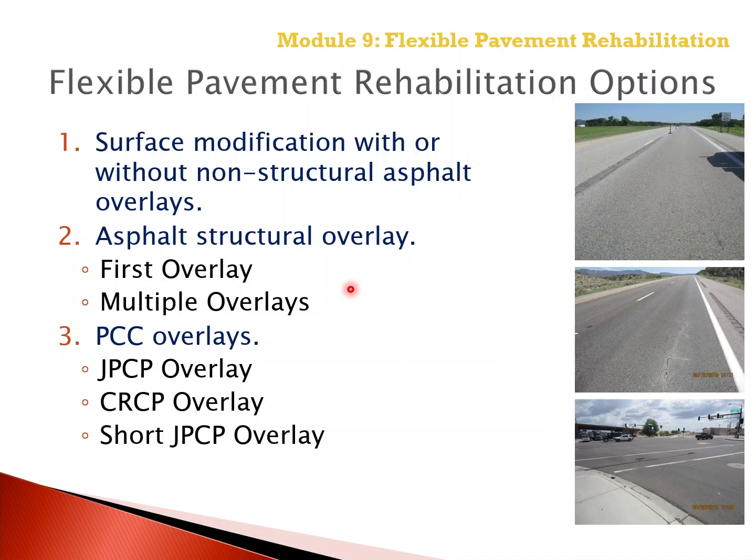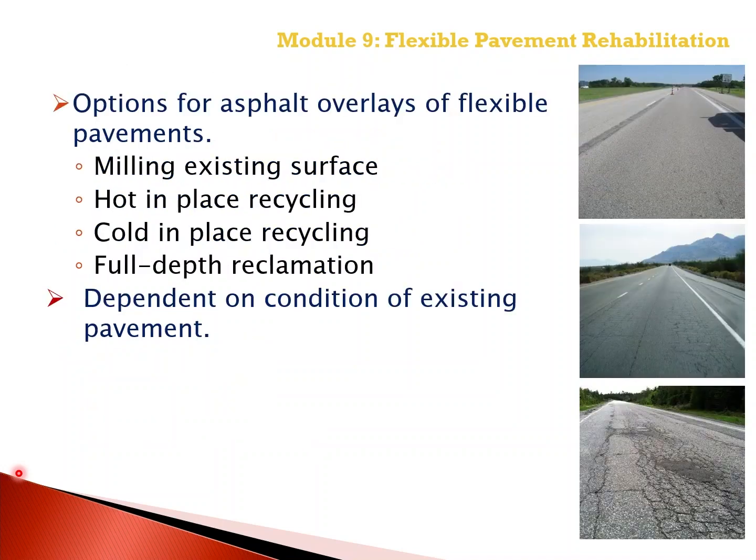The third category or group of rehabilitation design strategy is for concrete overlays. These would include jointed plain concrete pavement overlay of a flexible pavement, continuously reinforced concrete pavement overlay of the flexible pavement, and what's termed a short jointed plain concrete pavement overlay of flexible pavements. So these are the basic different design options that can be used in terms of flexible pavement rehabilitation.